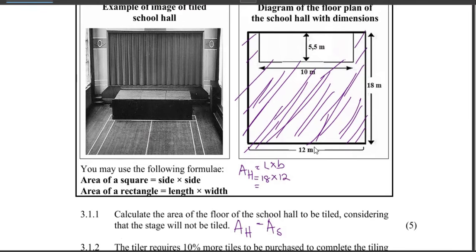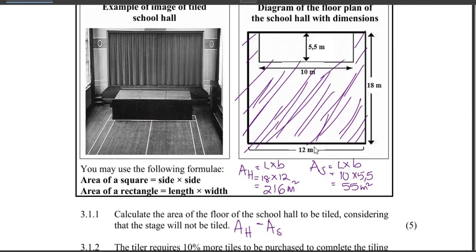The answer there becomes 18 times 12 equals 216. You see that? These are meters squared. Then go ahead and look for the area of the stage, which is also a rectangle, length times breadth. Its length being 10, its breadth being 5.5. So here we have the answer 55 meters squared.